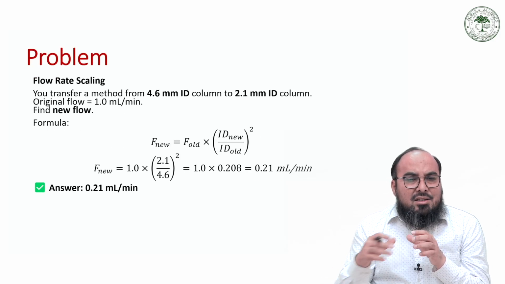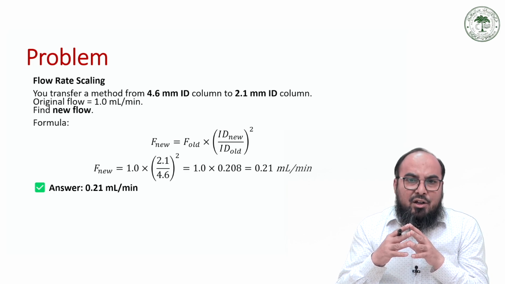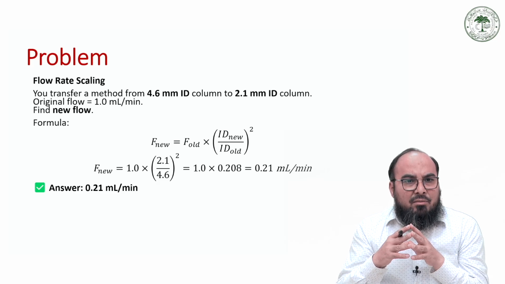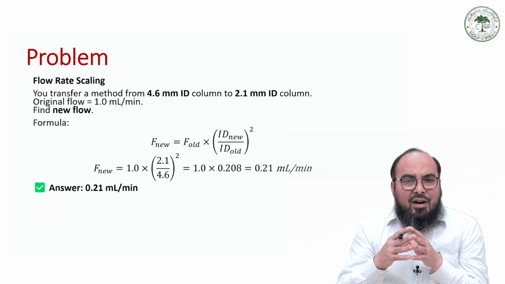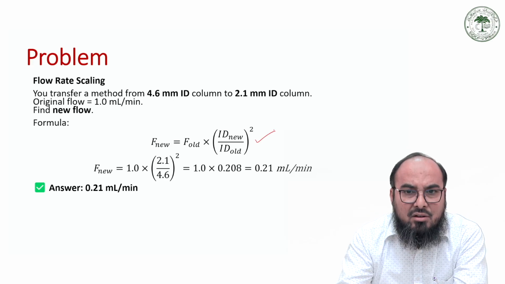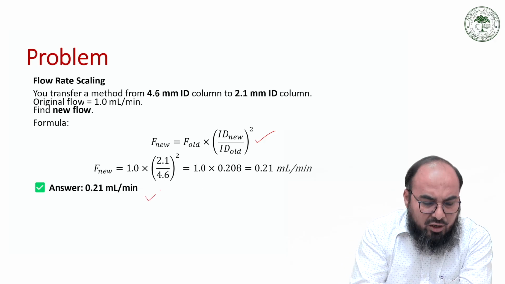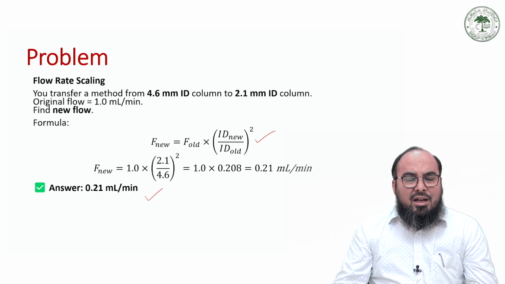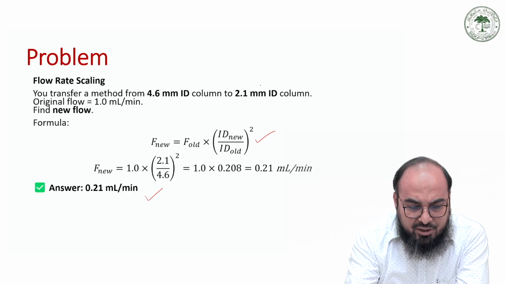Now let us do another example. You transfer a method from a 4.6 millimeter ID column to a 2.1 millimeter internal diameter column. So the original flow rate is this. Now find the new flow rate. The new flow rate may be defined by this equation. Simply put all the values here, you get a flow rate of 0.21 ml per minute. This is the flow rate where you have transferred to the new column, which has a diameter of this. Okay.